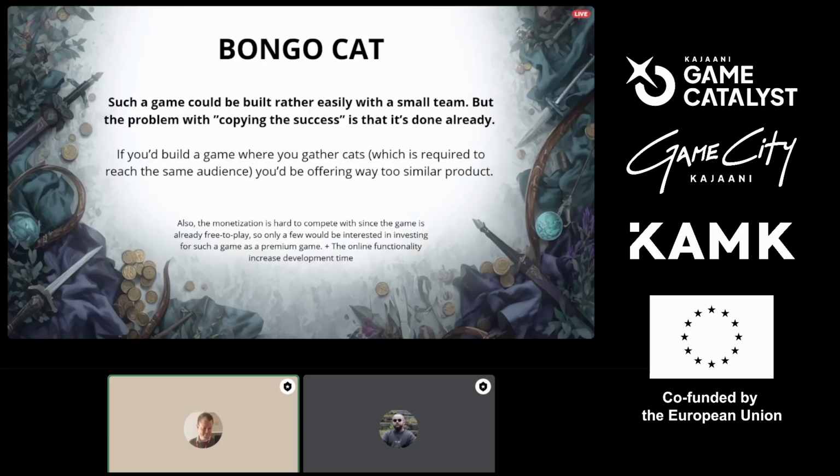And the monetization is hard to compete with because the game is already free to play, which means that a lot of players would be thinking: do they want to pay for a Bongo Cat type of game, or do they just want to start playing it for free? So most likely a lot more people would pick the free one. Also, the online functionality will increase the development time. That's a little risky for a small team, because it will increase the development time drastically, and Bongo Cat has online multiplayer features.